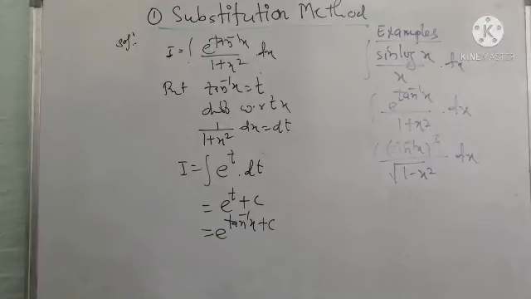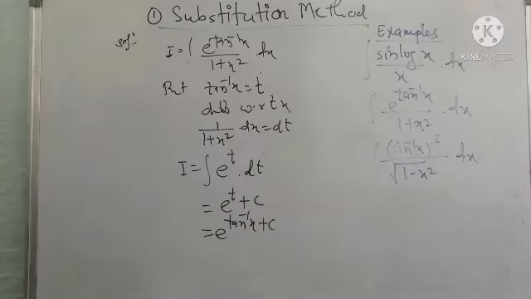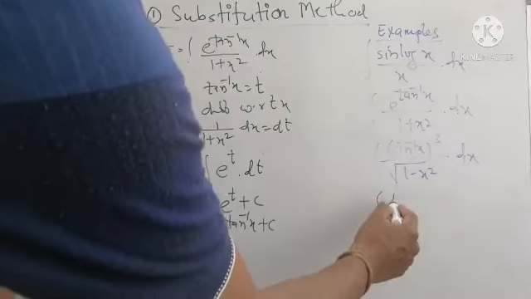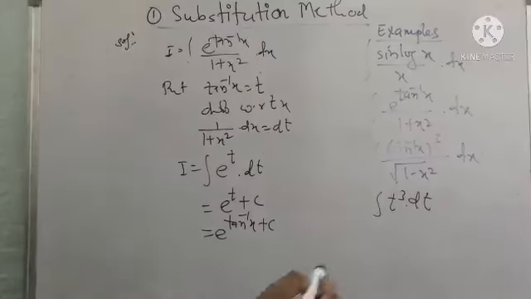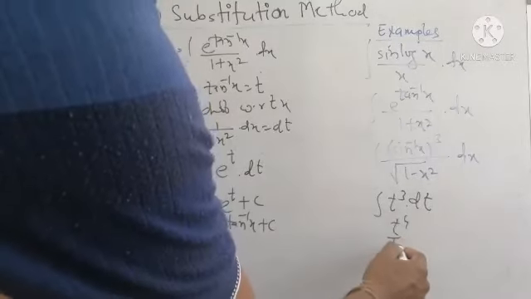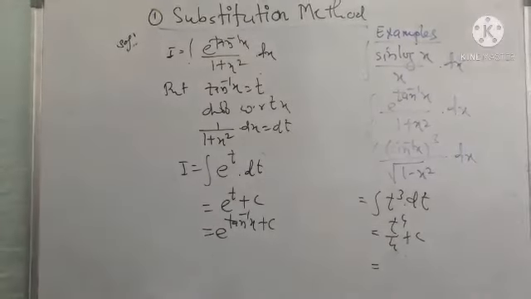And in the last example, you can observe that you have to put here sin inverse of x is equal to t, which has the derivative 1 upon root of 1 minus x square. By simplification we get the integration in terms of t cube with respect to t, and the integration of t cube is t raised to 4 upon 4 plus c, and finally resubstituting the value of t, you get the answer.